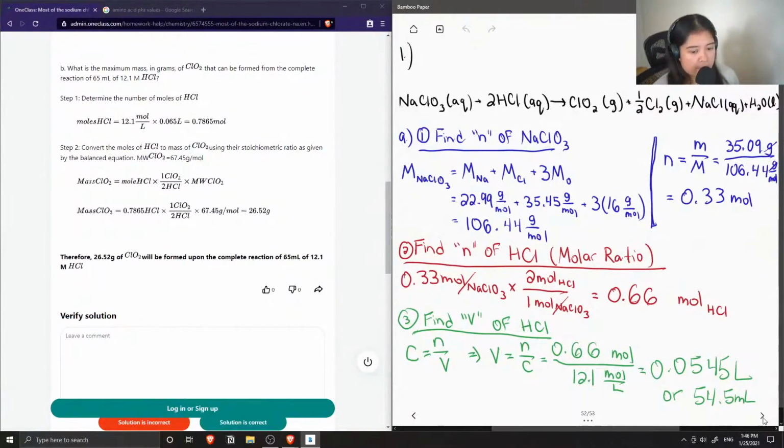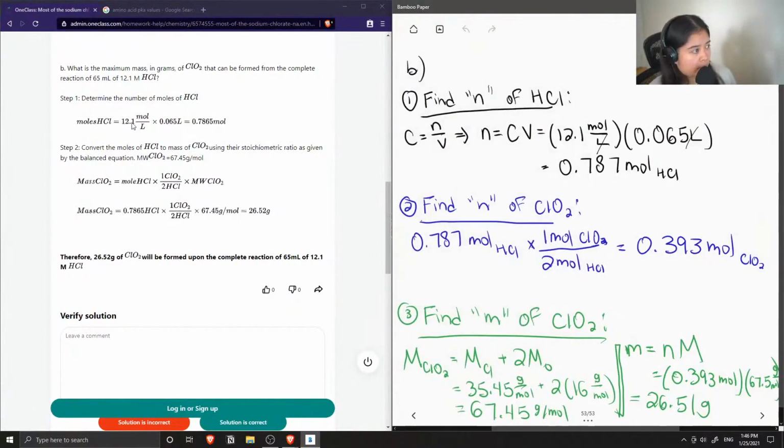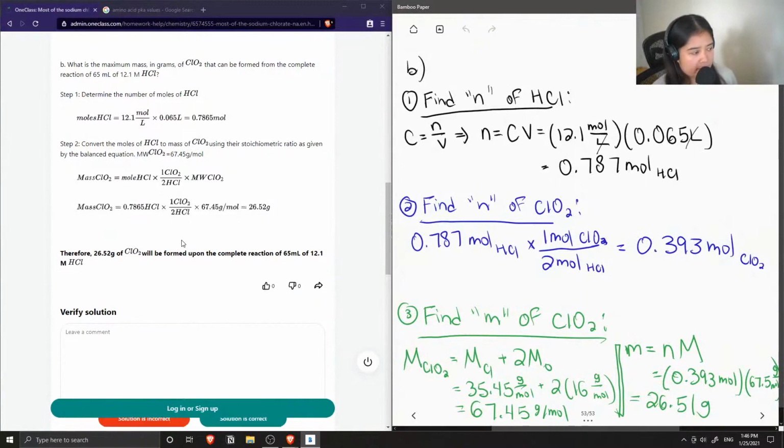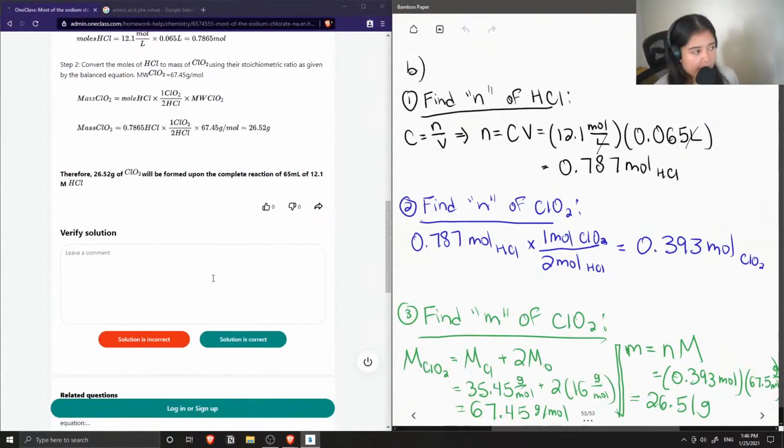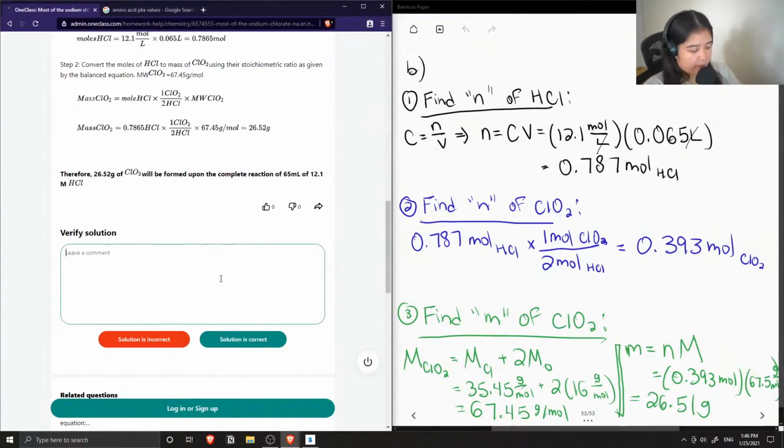Okay, so now for part B, they found the number of moles of HCl, 0.787 moles, and then converted this to mass by using the stoichiometric ratio as given by the balanced equation. And they also got 26.5-ish. So this solution is correct.